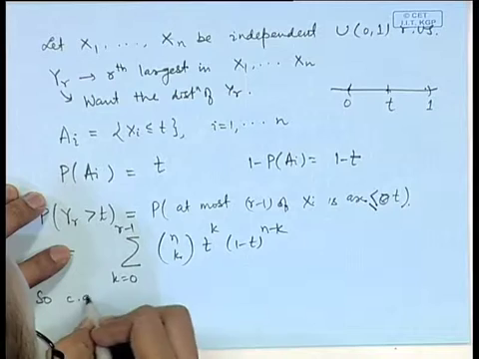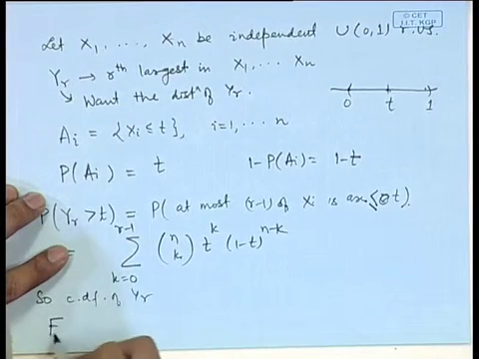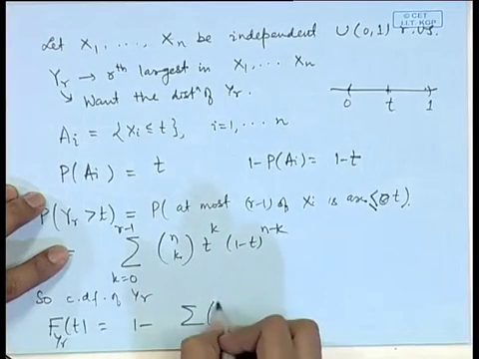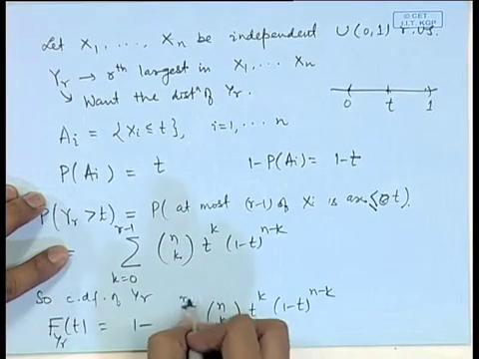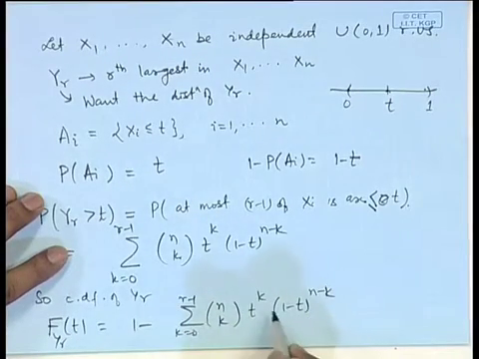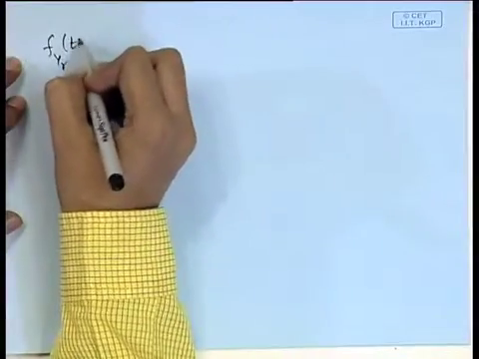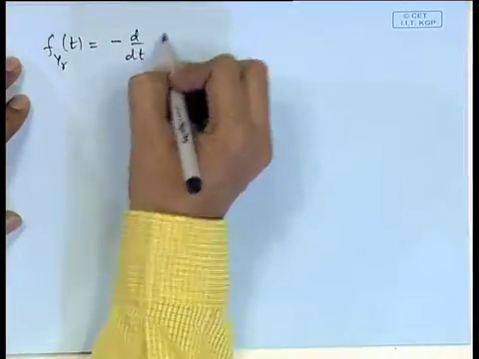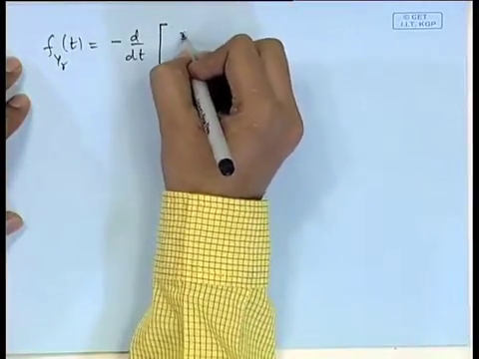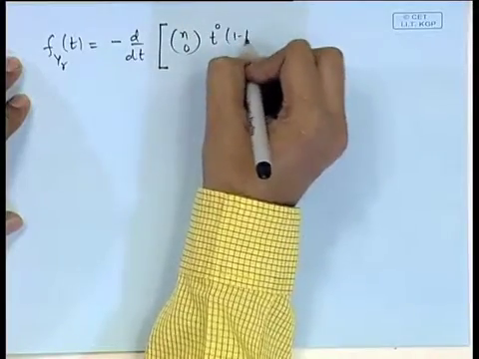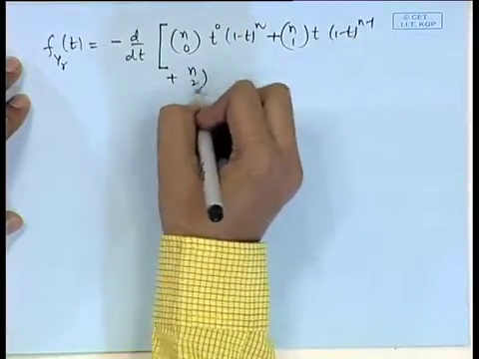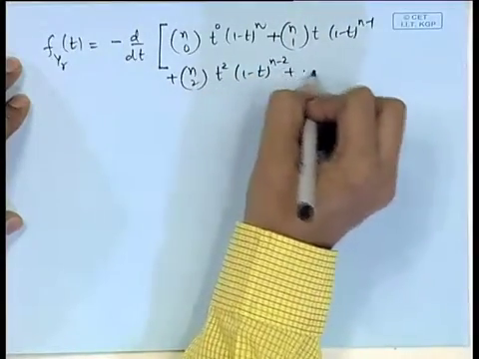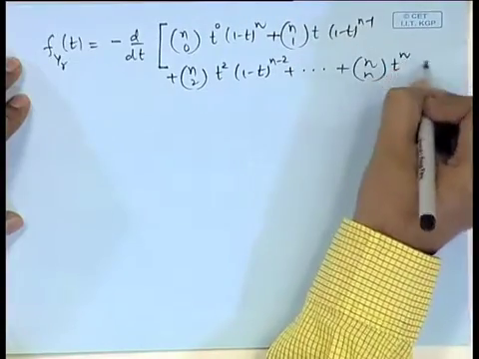So, the cumulative distribution function of Y_r is then obtained as 1 minus sigma nCk t to the power k (1 minus t) to the power n minus k, k equal to 0 to r minus 1. The density function of Y_r can be obtained by differentiation of this term. We will get f_{Y_r}(t) equal to minus d by dt. Now, here we have to write down the terms. So, it is nC0 t to the power 0 (1 minus t) to the power n, plus nC1 t (1 minus t) to the power n minus 1, plus nC2 t square (1 minus t) to the power n minus 2, and so on, plus nCn t to the power n.